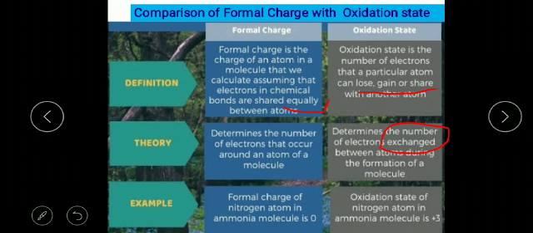For example, the formal charge on a nitrogen atom in ammonia is 0, as we saw earlier, and for the oxidation state of nitrogen, in ammonia it has valence minus 3.